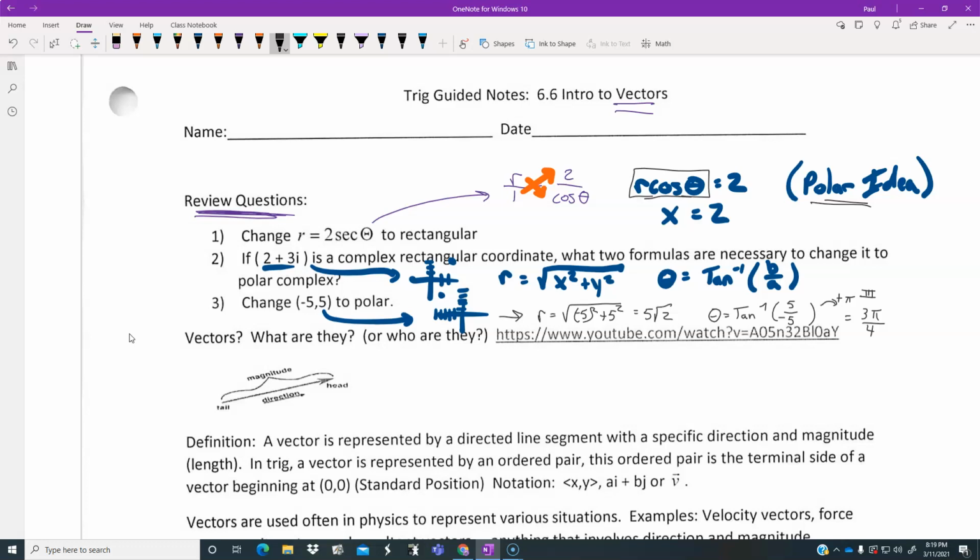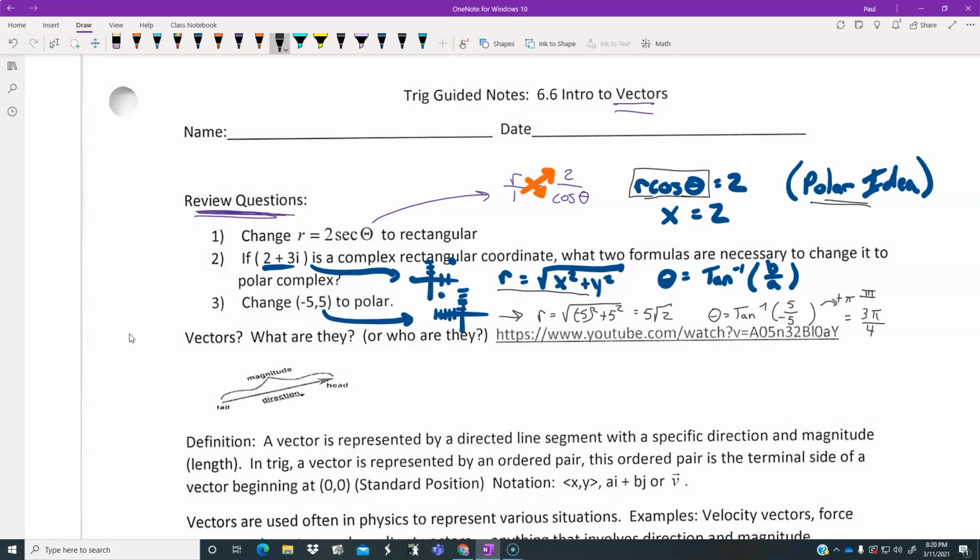Number 2, trying to write the complex rectangular coordinate in polar form, what two formulas would you need to change it? Well, you would definitely need r equals the square root of x squared plus y squared to get its radius, and you would need theta equals the inverse tangent of b over a to get the angle. Those two formulas again are going to come back in vectors as well. Vectors and polar really mesh well together. They're basically the same kinds of ideas.